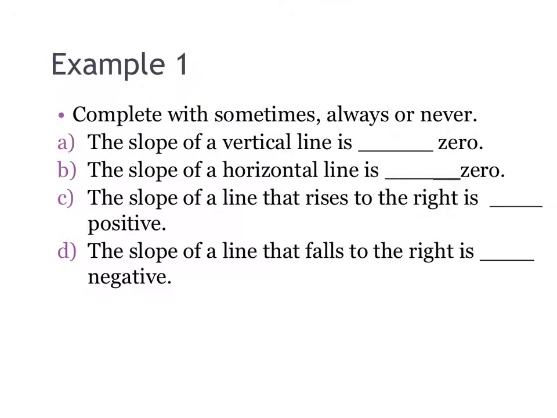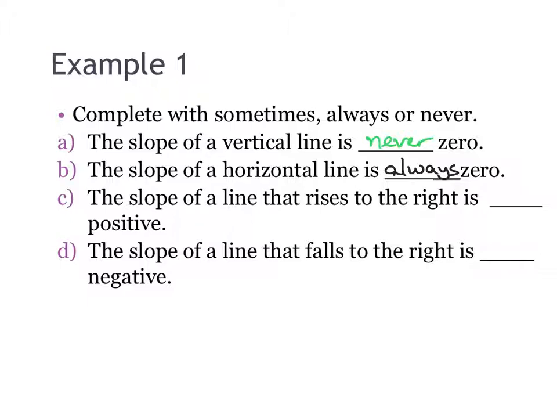So, first example: the slope of a vertical line is blank 0. Sometimes, always, or never? Never. Good. A vertical line, remember, is up and down. It's undefined. It's not 0. Okay, the slope of a horizontal line is blank 0. Always. Beautiful.